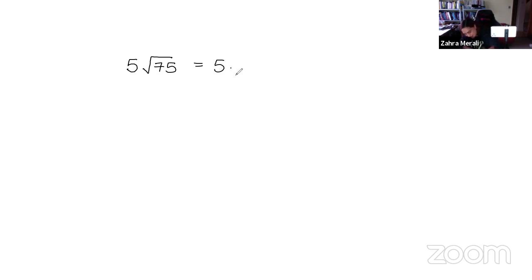So 25 times 3. So root 25, root 3. The square root of 25 will be 5. So we're going to have 5 times by 5 root 3. So we get 25 root 3.